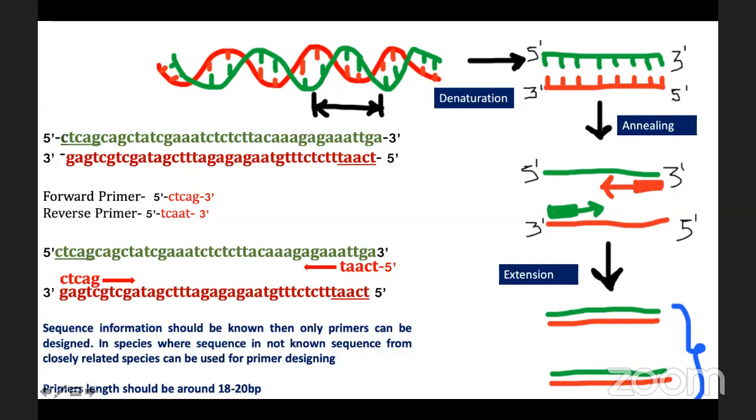Say if I want to design a forward primer, you exactly take the sequence, which I have underlined here. Exactly take this sequence. Say the forward sequence is CTCAG. In this case, I am designing a primer of, say, 5 base pairs, and a reverse primer.